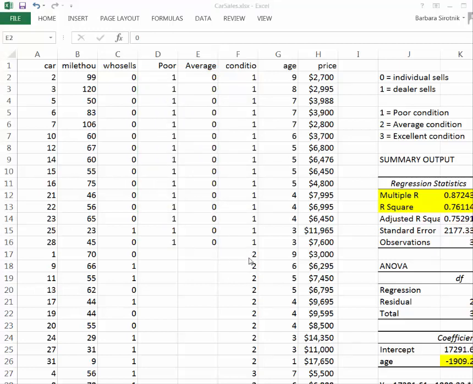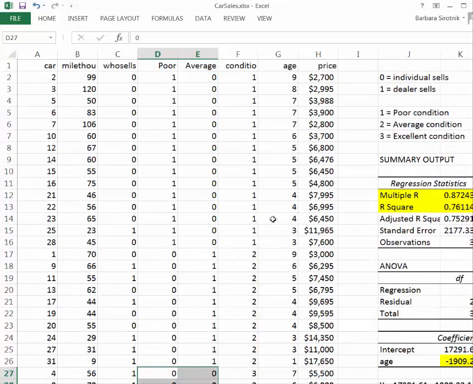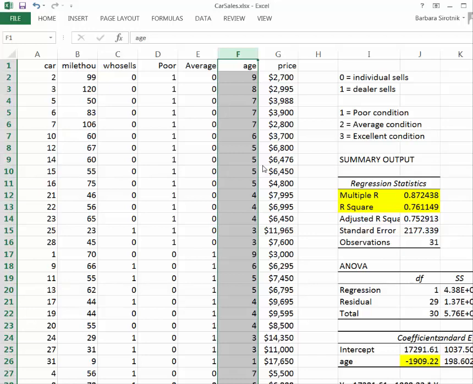Now how about for a condition 2, an average condition car? Well, it's not poor, it is average. So now I can go ahead and drag that down for all of those cases. How about the 3s, the excellent condition cars? Well, it's not poor, it's not average. So I will have 0, 0 for all of those cases. And now that I've created all of those, what I'll do is simply delete condition. I don't need that variable any longer.